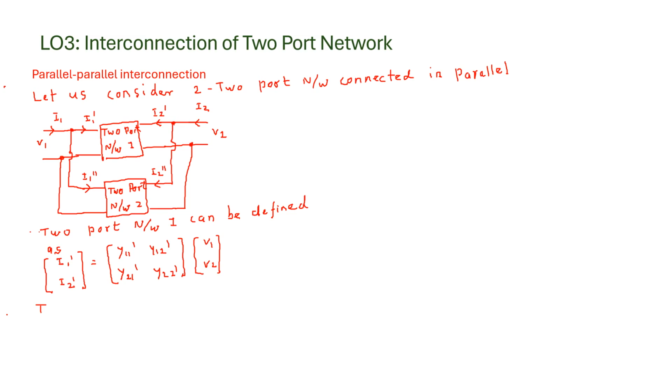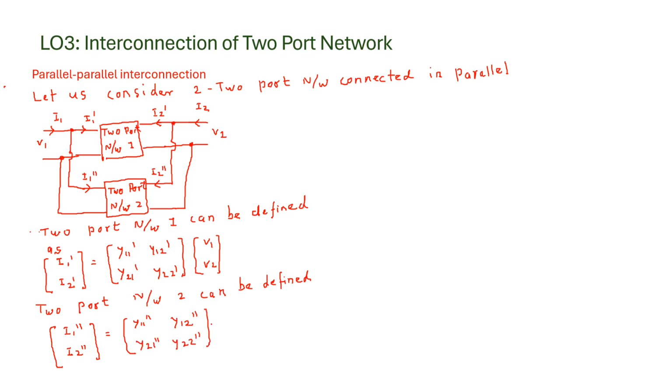Similarly, two-port network 2 can be defined as, we'll have the equations I1 double dash, I2 double dash equal to y11 double dash, y12 double dash, y21 double dash, y22 double dash. Here we will have V1 and V2.